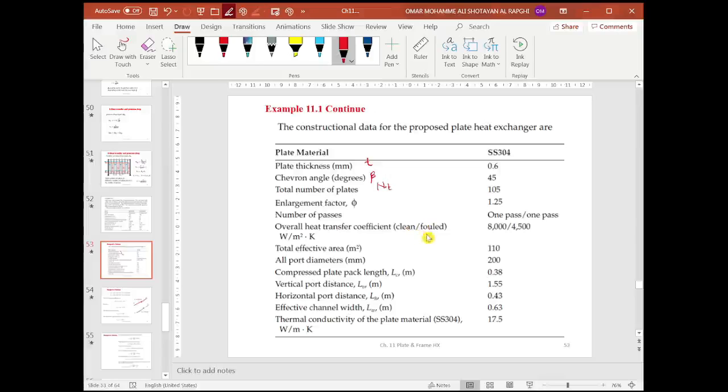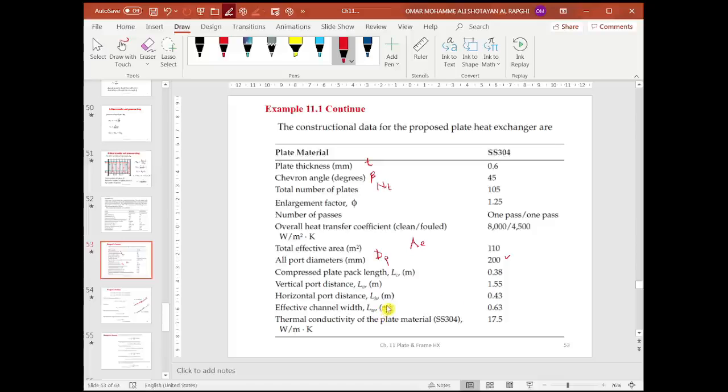The overall heat transfer coefficient clean is 8,000 and 4,500 for the fouled. The total effective heat transfer area AE is 110 meter square. The port diameter, which is dP, is 200 millimeter. The compressed length of the heat exchanger is 0.38 meter. The vertical distance LV is 1.5. The horizontal distance is 0.43.